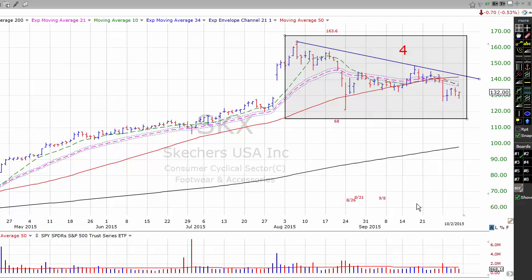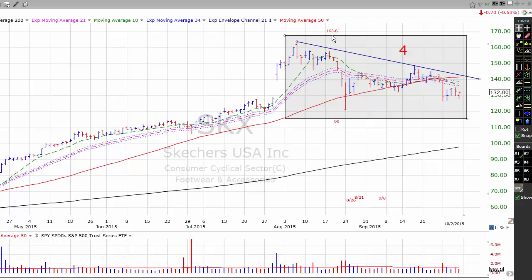Skechers markets men's and women's children's casual dress and athletic footwear via department and specialty stores. The stock right now is in a very late stage base. It's in a fourth stage base, but we have this trend line right here that gives us an opportunity to get into the stock a little bit early.